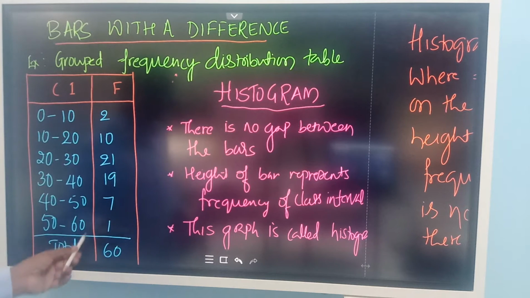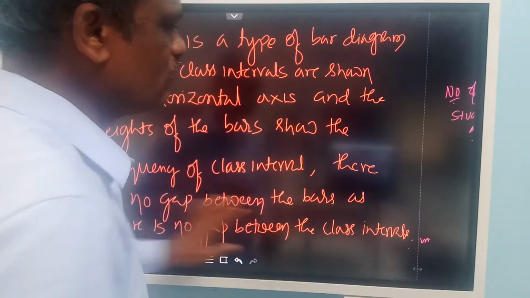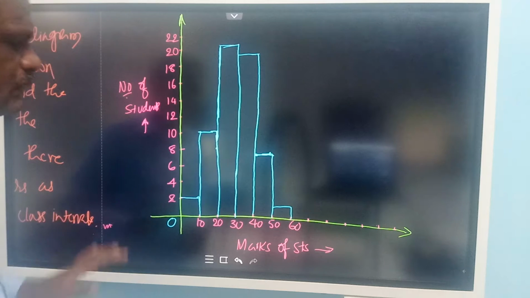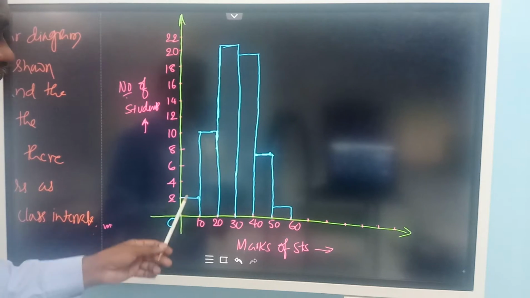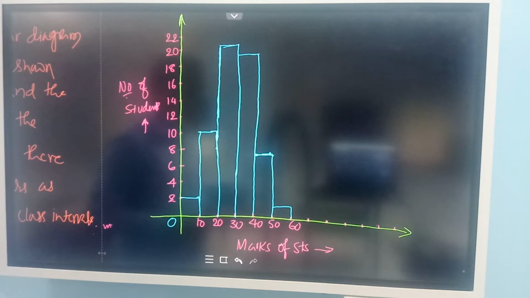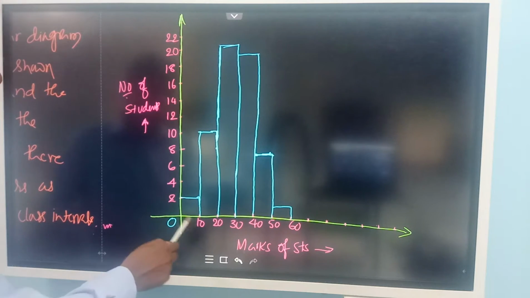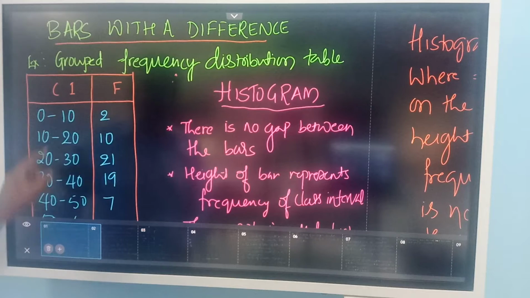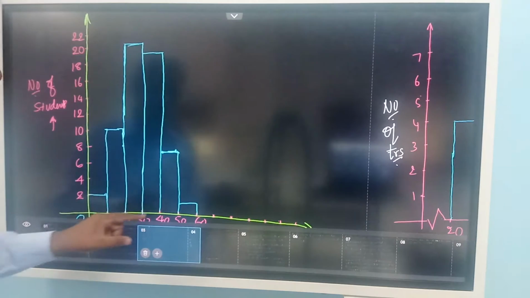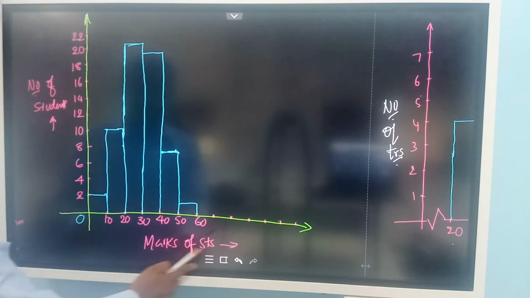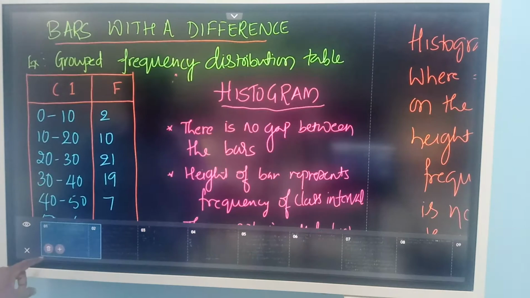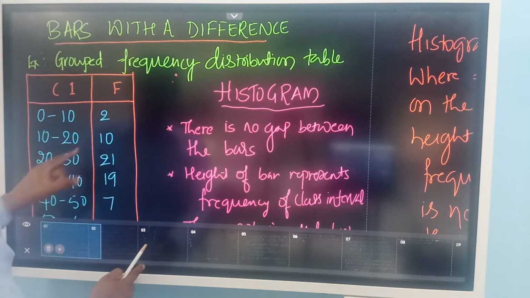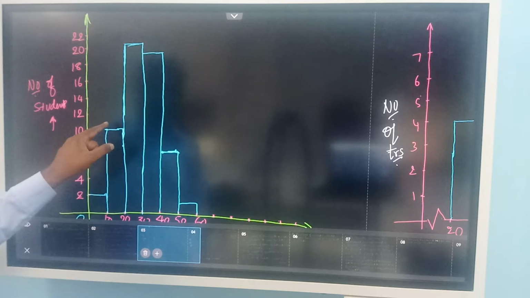This is an example for a grouped frequency distribution table. We are going to represent this data using bars only, rectangular bars. So look at this diagram, I will show you where we are represented. This is the bars we represented using that grouped frequency distribution table. So 0 to 10, what is the class interval? Look at this 0 to 10, data 2 units. So therefore the height is 2. Then again 10 to 20, you have 10. So therefore it is 10.